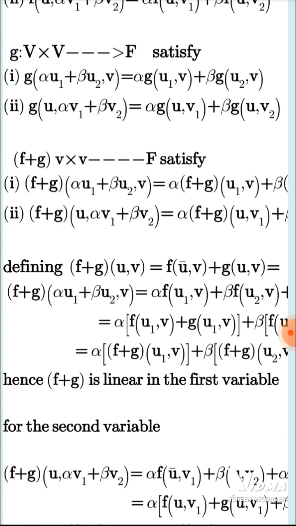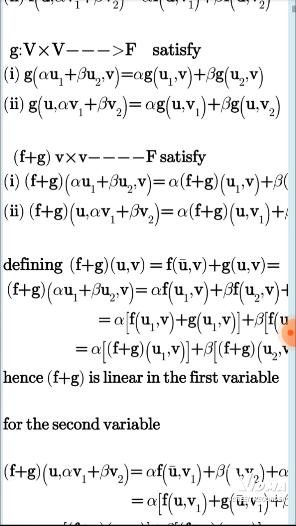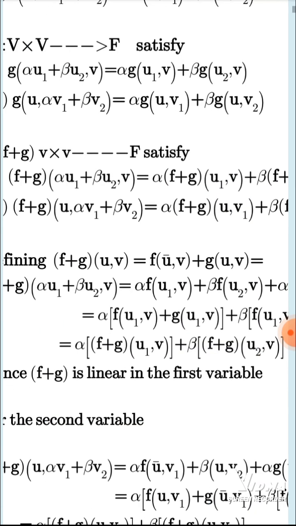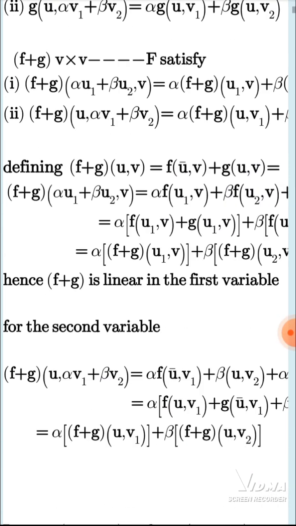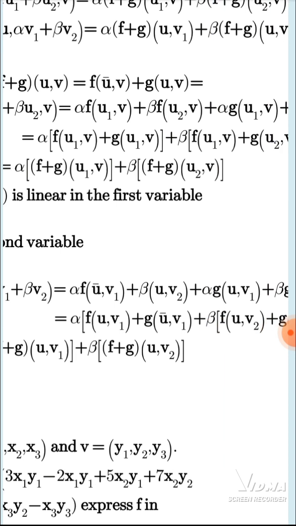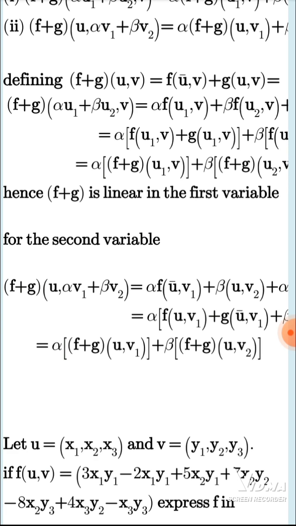So we need to show that it is linear in the second variable. Meanwhile, it is linear in the first variable. Why? Because we use the first property of both F and G. To show the second property, we need to use the second properties too, and at the end of the day, it is proved that it is also linear in the second variable.